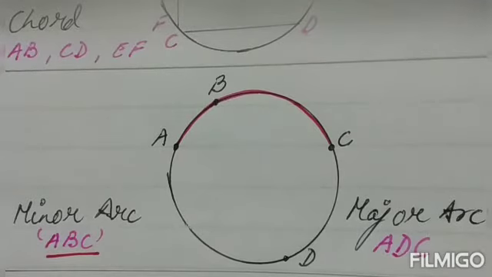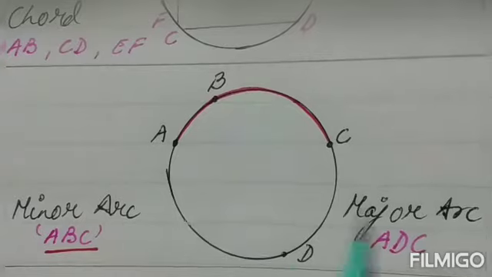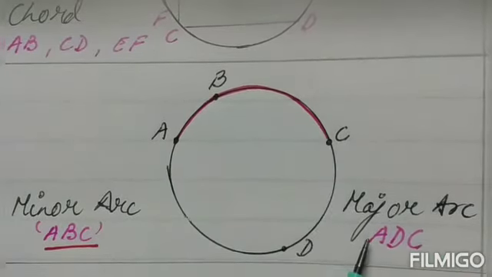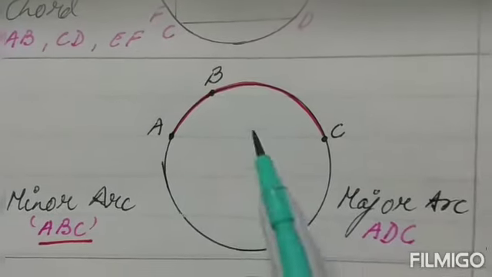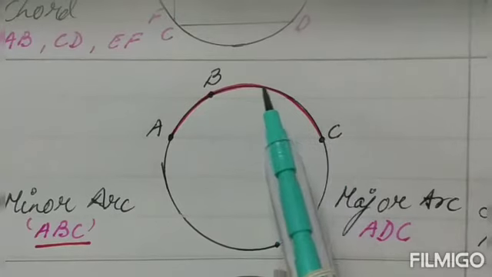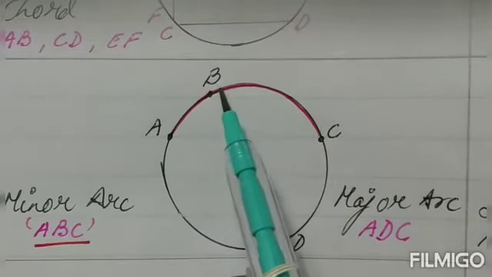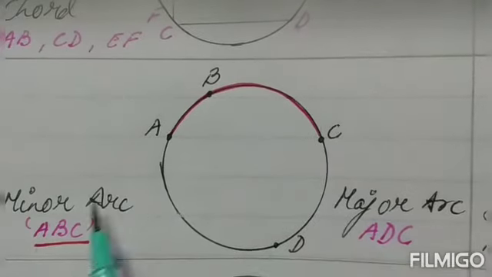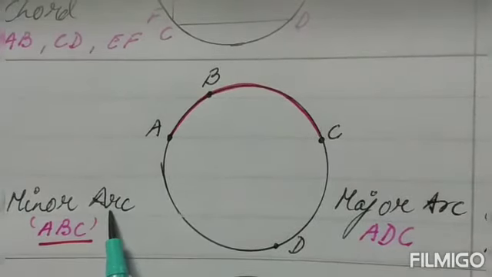Next we come to the two arcs, minor arc and major arc. Now minor means something which is small and major means the bigger portion. Now when we talk about a part of the circumference, this ABC is a smaller part of the circumference, children, so it is known as the minor arc.